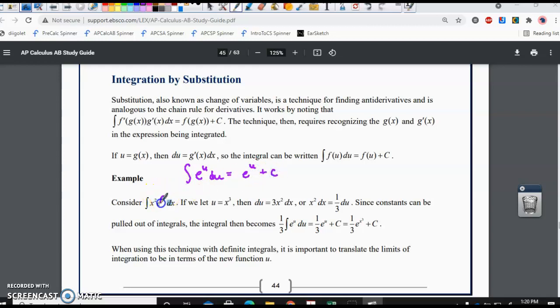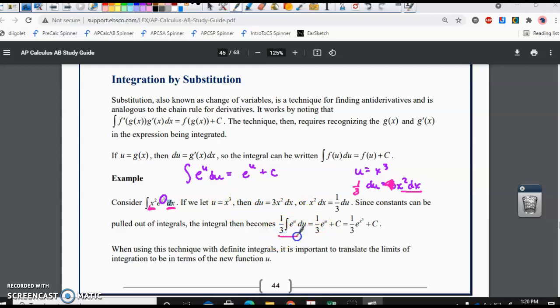And then that means that x cubed must be your u. So if u equals x cubed, then du equals 3x squared dx, and we see x squared dx right here. So x squared dx equals 1/3 du, because we can divide both sides by 3.